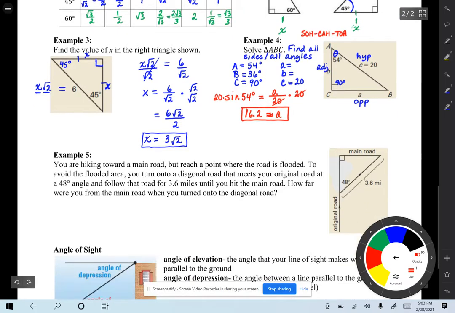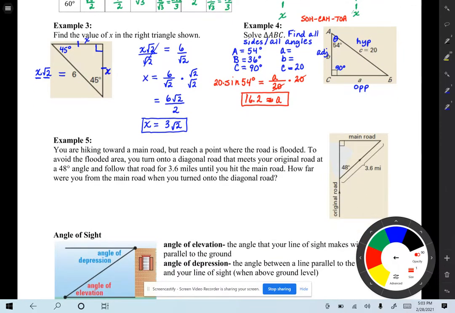Okay. Now I'm going to use cosine to find B because we want to find the adjacent leg. So cosine of 54 degrees is equal to the adjacent leg, which is known as B, we don't know what it is, over the hypotenuse. So again, cross multiply.